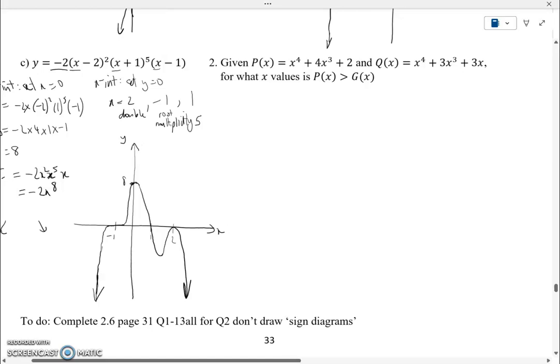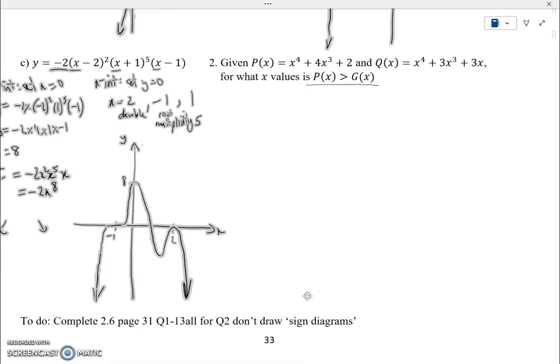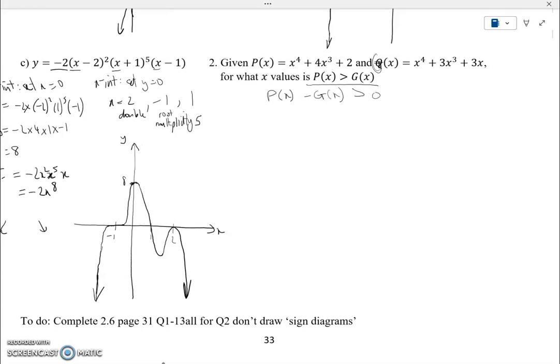All right. One last question. I've got 2 polynomials there, P of x and Q of x. For what values of x is P of x greater than, the letter here looks like, I'm going to change this to G of x, so that it matches the letter. For what values of x is P of x greater than G of x? Well, step number 1: this means the same as P of x minus G of x greater than 0. So I'm going to form a new polynomial, which I'll call f of x, to be P of x minus G of x, and that's what I'm going to focus on. Let's work that out.